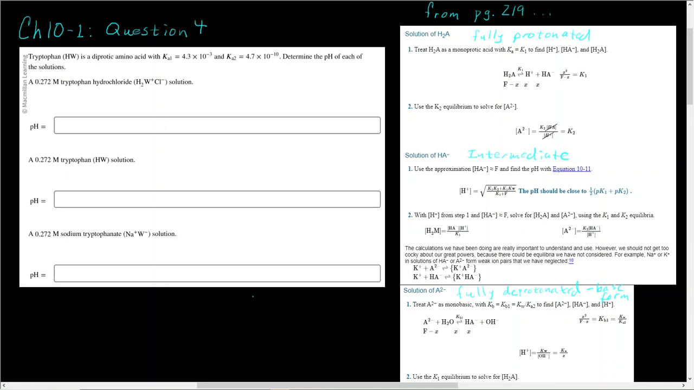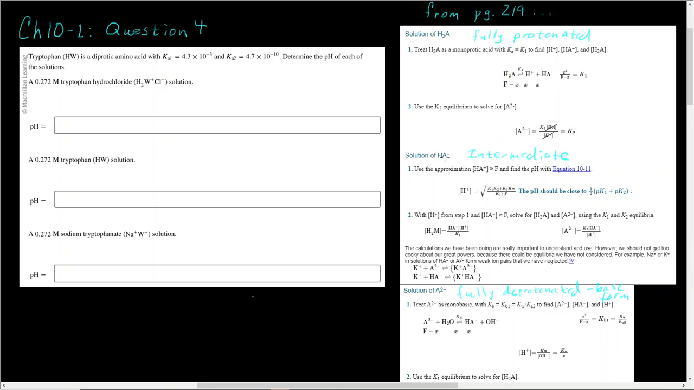And we see here, number 1, treat it as a weak monoprotic acid with Ka equal to Ka1. We're going to use that to find the H plus concentration, the HA minus concentration, and the H2A concentration using our RICE table and plugging into this expression. We can then find the equilibrium A2 minus concentration by using the Ka2 equilibrium constant expression and solving for A2 minus. And you see here in the simplified form that A2 minus is just equal to the Ka2 dissociation constant.